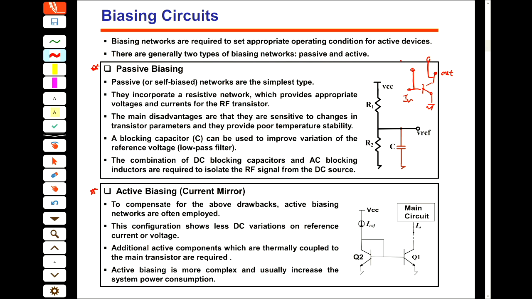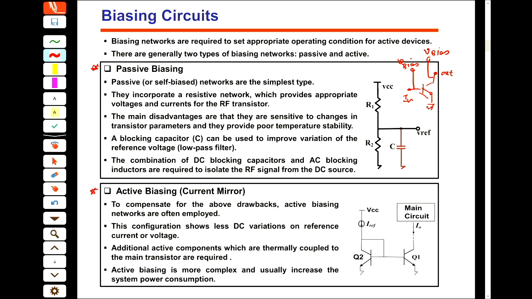then you need to bias the base, and you need to bias the collector. We need to bias the base for this diode, and then we need to bias the collector for this diode. In the passive biasing, we usually use resistors. Okay, resistors are very simple.